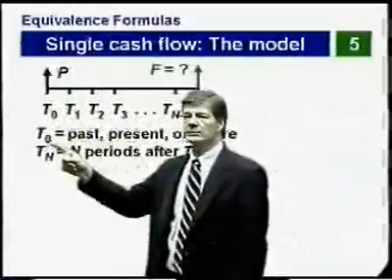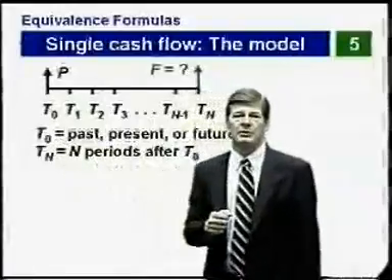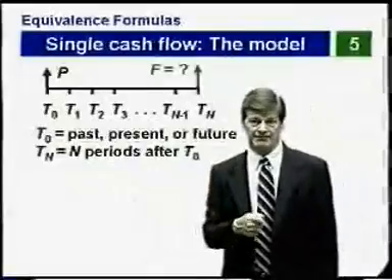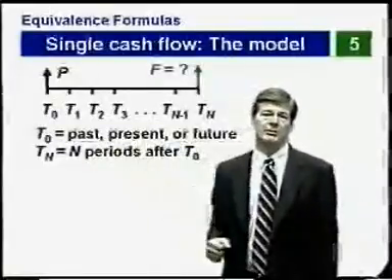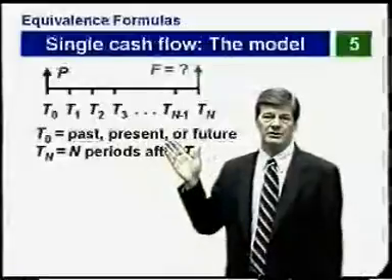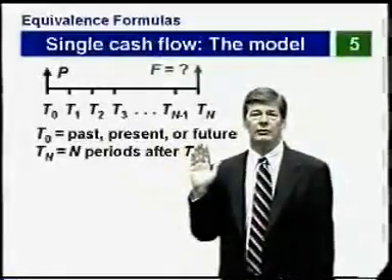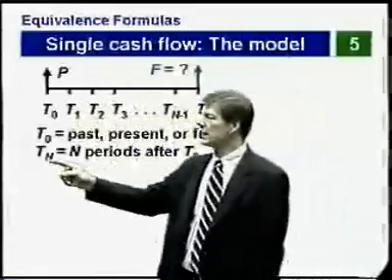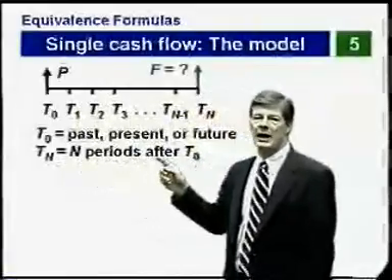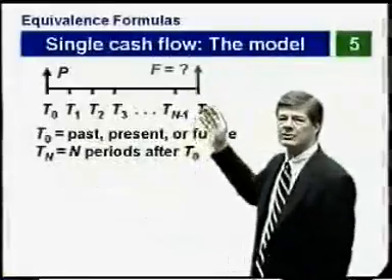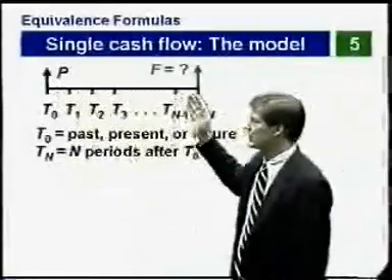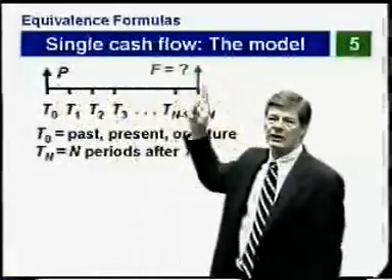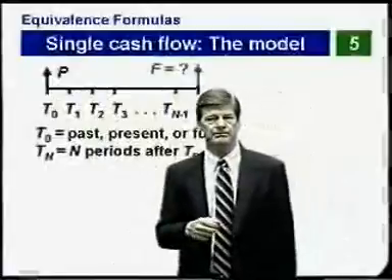Time T sub 0 here can be just about any point in time. It's not necessarily today. It could be some point in time in the past. It could be today, the present, or it could be some point in time out in the future. In other words, this is a relative time scale. Time T sub n is simply n periods after time T sub 0. So what this time scale is expressing is basically the difference in time between the occurrence of P and the occurrence of F. They're n periods apart.